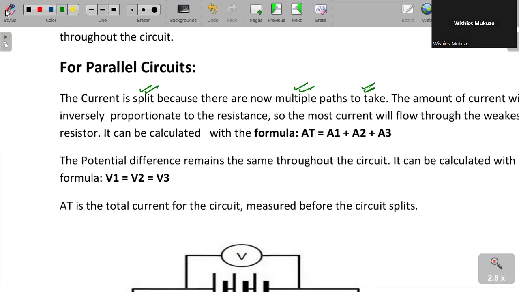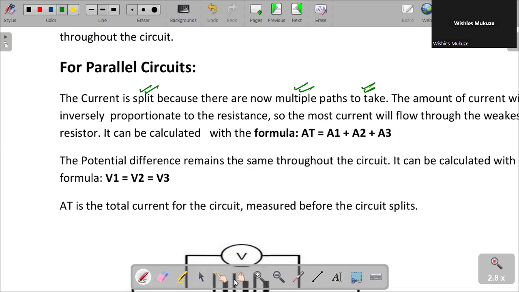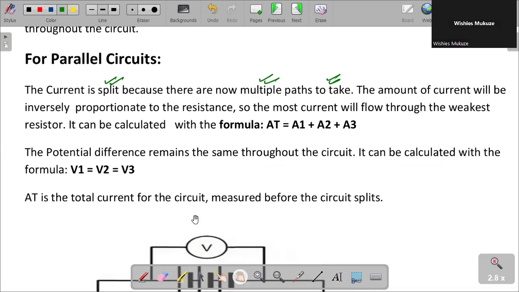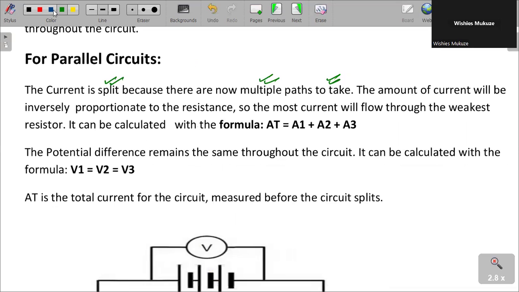You must understand that the amount of current is inversely proportional to the resistance, so that the most current will flow through the weakest resistor. The weakest resistor is the one that has the most current flow. It can be calculated with the formula A1 plus A2 plus A3, which is given there, and then the potential difference remains the same.